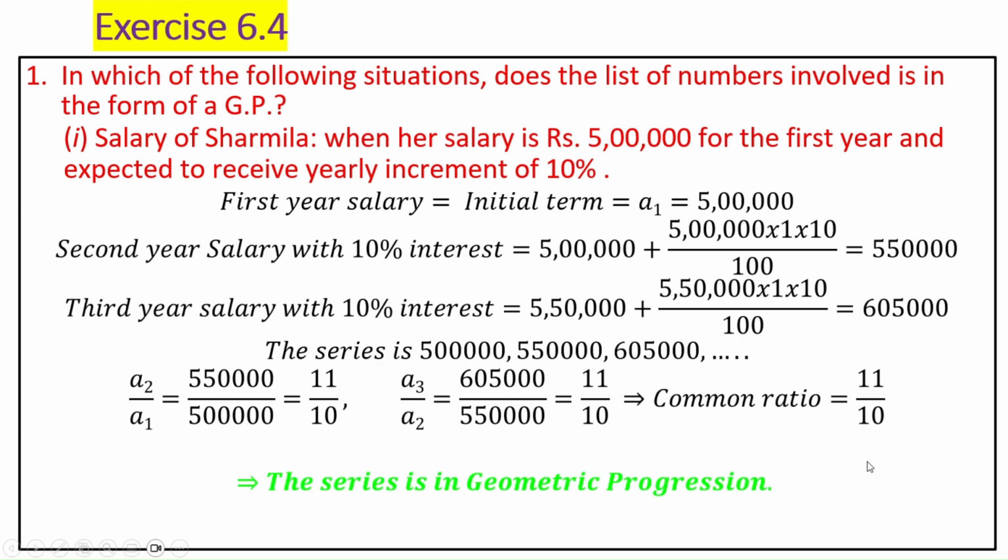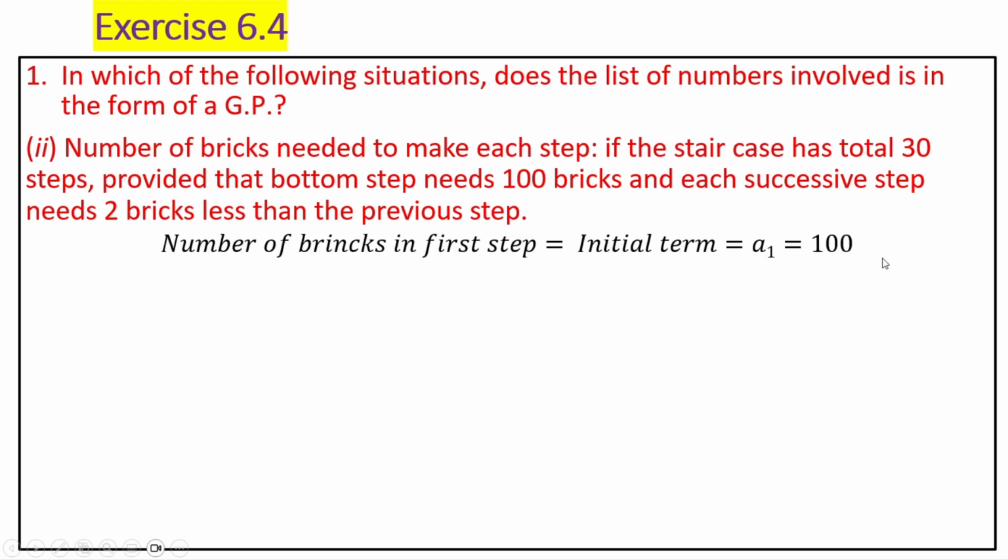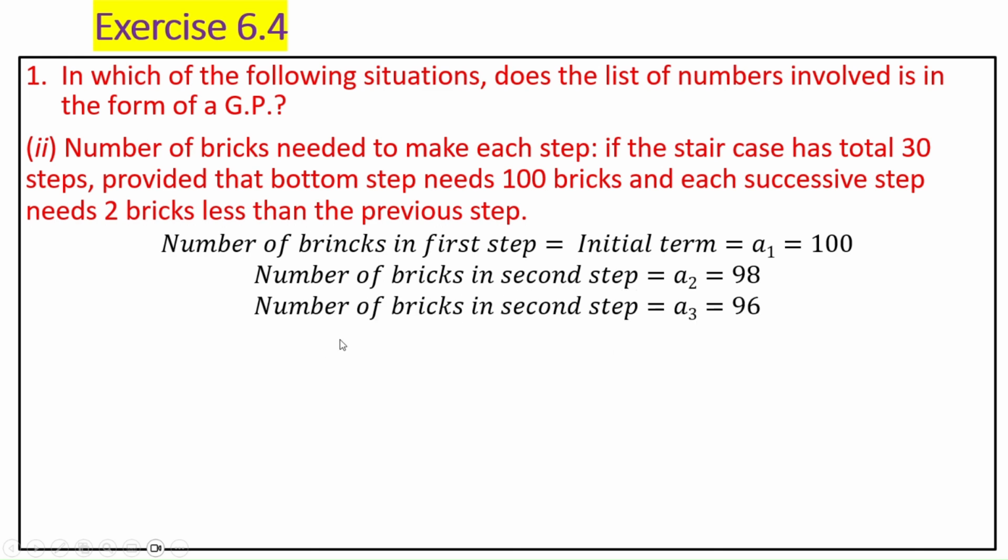Okay, next. Number of bricks needed to make each step, if the staircase has a total of 30 steps, provided that the bottom step needs 100 bricks and each successive step needs 10 bricks less than the previous one. It's like a pyramid, basically, or a triangle. The bottom one requires 100, that means A1 equals 100. The number of bricks in the second step is 98, that is A2. A3 is 96, and so on.